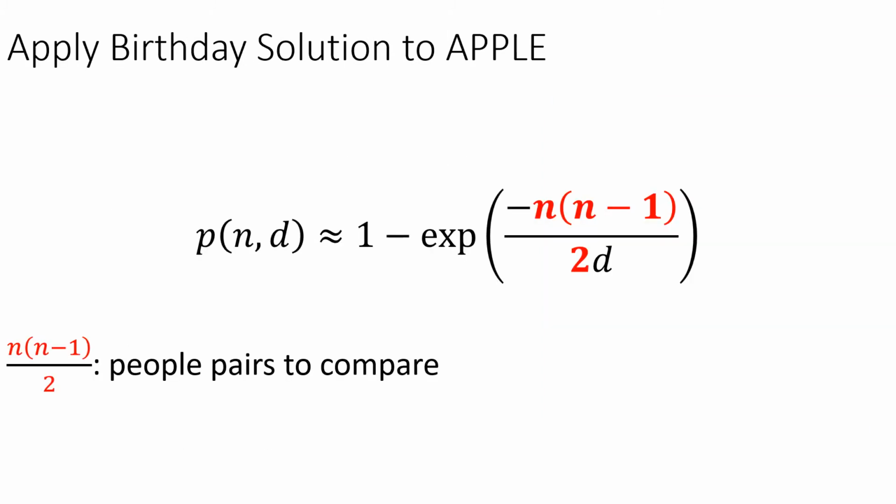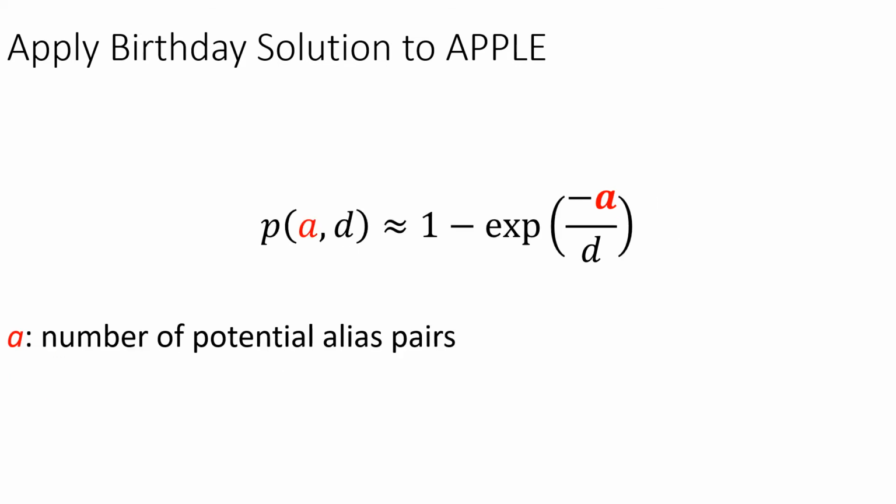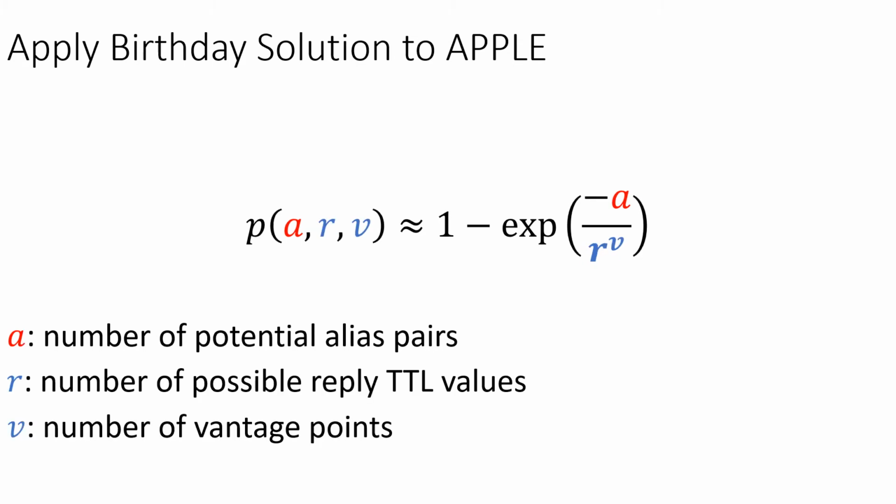Alright, at the risk of boring people to death with math, there's a couple of things worth noting about this equation. First, the n times n minus 1 over 2 term is the number of people pairs to compare. So this can be replaced by the total number of potential alias pairs, which are the pairs of addresses that Apple will test to see if they belong to the same router. The second thing is that d, which represents the number of days, really represents the total possible search space. So this can be replaced by the reply TTL search space, which is the number of possible reply TTLs raised to the number of vantage points included in the comparison. And the reason I raise it to the number of vantage points is that for each alias pair, I compare the reply TTL at each vantage point separately.